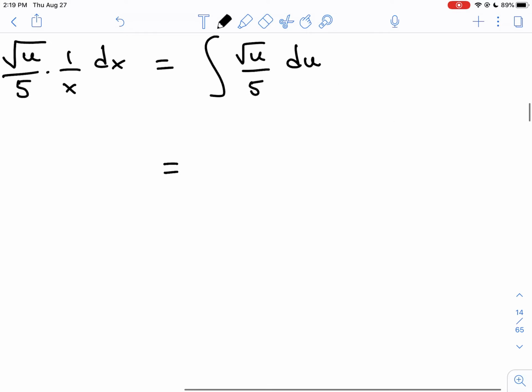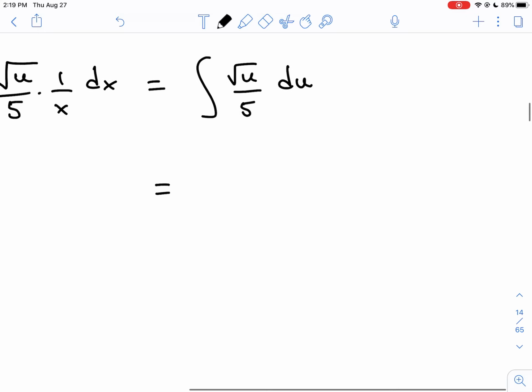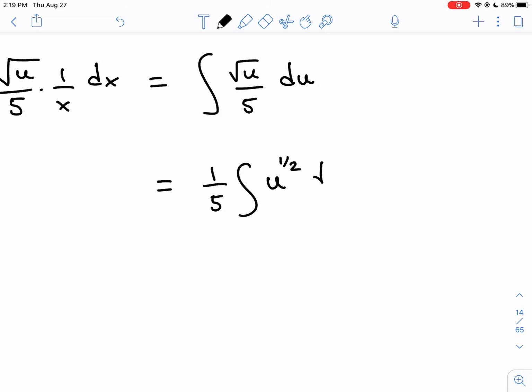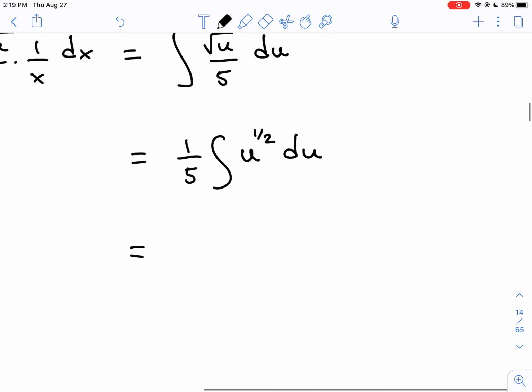Let's see, the next thing I'm going to do to this is pull the denominator 5 out as a 1/5 in front of this integral and change that square root of u to a 1/2 power. And then we're going to apply the reverse power rule for u. So we have the 1/5 out front. We have u. We're going to increase this power by exactly 1. So 1/2 plus 1 takes us to 3/2.